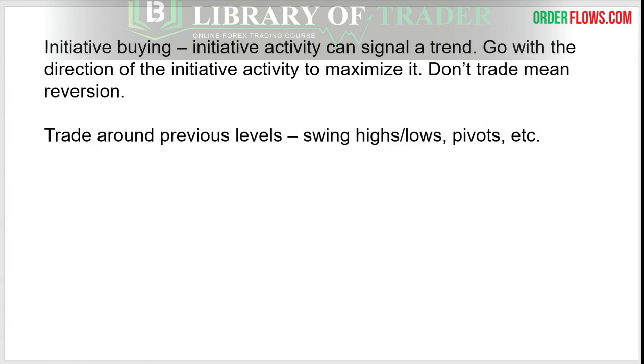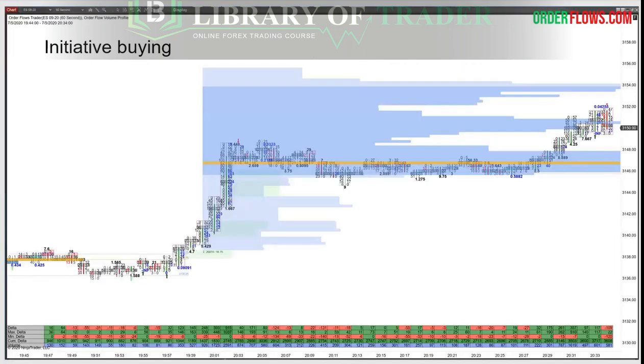And where you're going to be looking for the initiative buying is around previous levels, swing highs, swing lows, pivots. Now, an easy way to do it is look at a volume profile. Like NinjaTrader, the new version, NinjaTrader 8, the fully paid version, has a volume profile tool that you can adjust. So a simple way to look at it is 1 minute time periods. Or sorry, this one is a 15 minute, 30 minute, I'm sorry. It's a 30-minute profile.